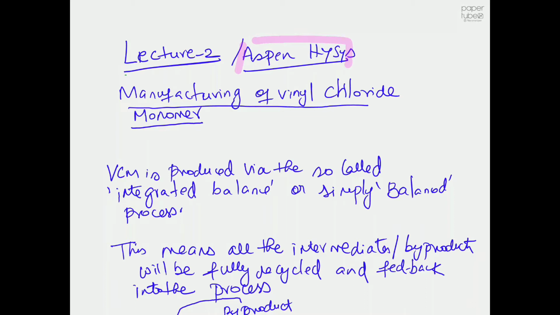And the whole purpose of this lecture is not to explain the theoretical aspects behind manufacturing of vinyl chloride monomer, but you will know, before touching the software, these are the information that I need. So we are going to cover only those particular topics. Yeah. So let's go bit by bit. It's better to go a bit slow, yeah?